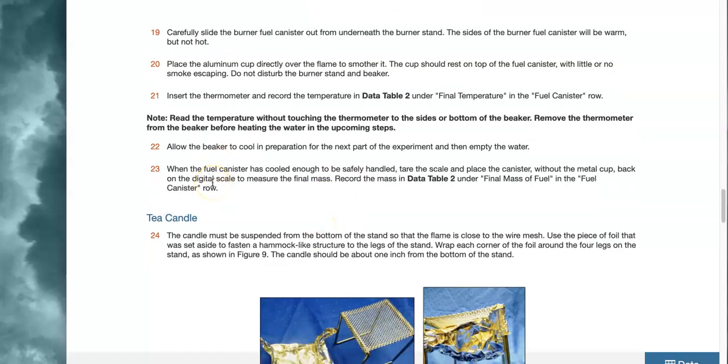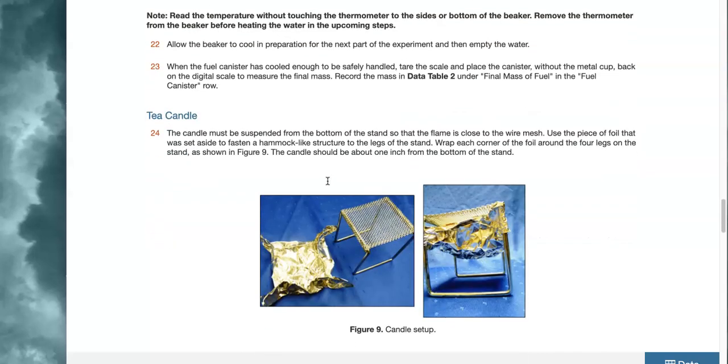And then one last thing before you can set your sterno or your fuel canister aside: once it's cooled off as well, go over and take another mass of it. So make sure you tell your balance 0 and then put the sterno on that, weigh what the final mass is. Okay, then you're going to basically, as I said, repeat the whole same thing but with your tea light candle.